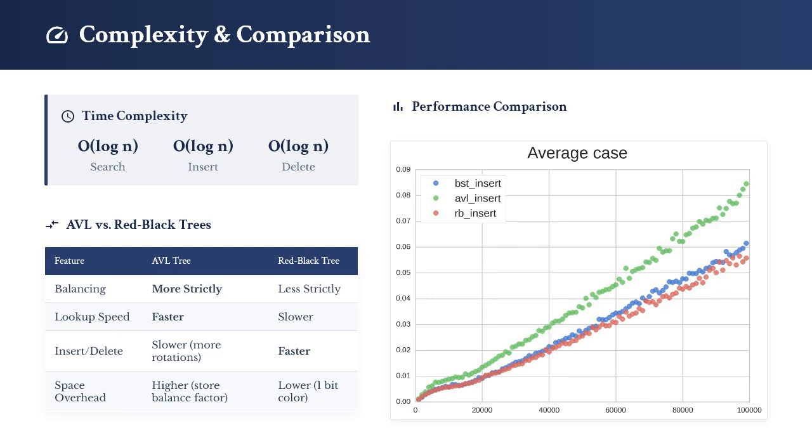However, insertions and deletions in AVL trees may require more rotations than in red-black trees, which can make these operations slightly slower. The choice between AVL trees and red-black trees often depends on the specific use case. If searches are more frequent than insertions and deletions, AVL trees might be preferable. If insertions and deletions are more frequent, red-black trees might be a better choice.